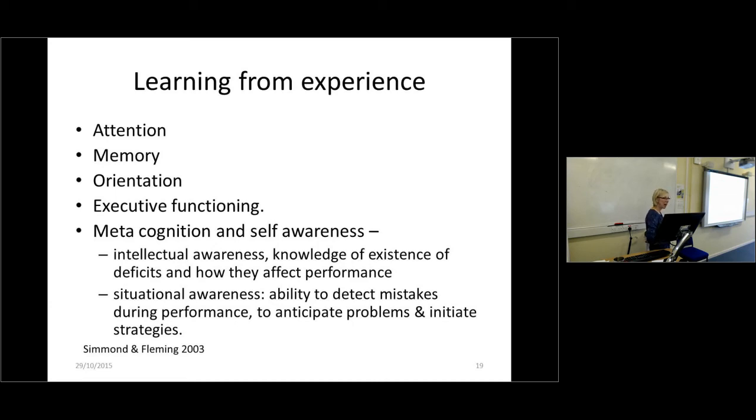We need to be able to plan, organise, initiate. We need to know when to stop, and we need to know how to get started with things as well. And so these are all things that can be affected by brain injury. But again, things like dementia will start to affect all of these as well.